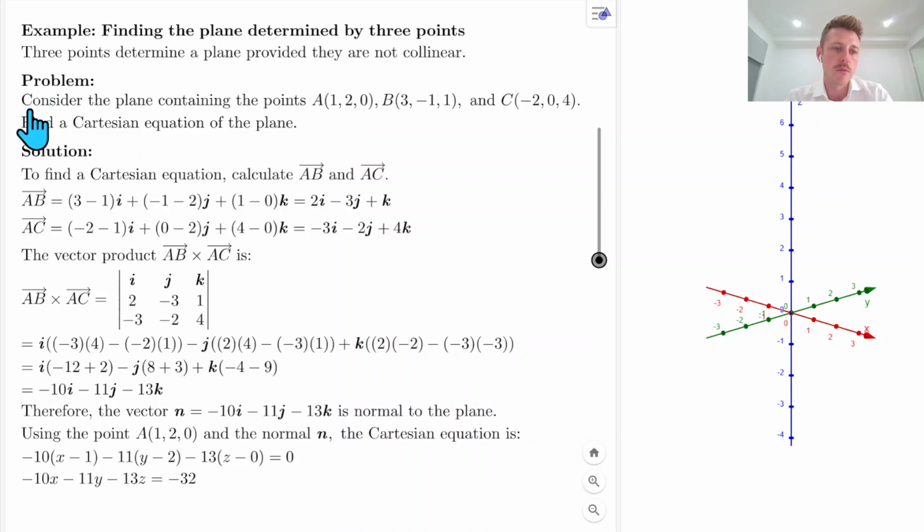So let's look at the kind of problems you might be asked. Consider the plane containing the points (1, 2, 0), (3, -1, 1) and (-2, 0, 4). Find a Cartesian equation of the plane.